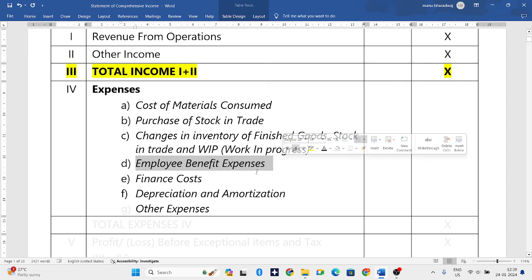Next will be your employee benefit expenses. Employee benefit expenses include salary, PF, provident fund, employee state insurance, wages, etc. So all the employee benefits, welfare expenses, everything will come under this employee benefit expenses.